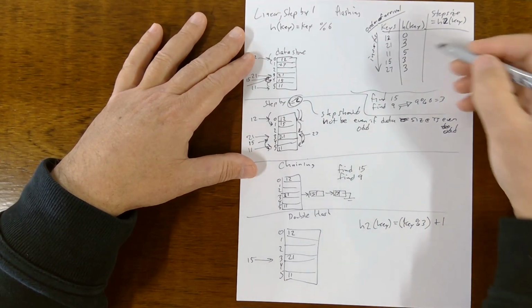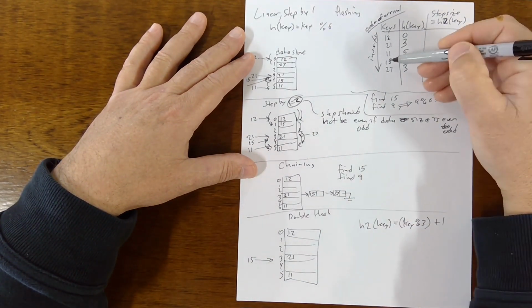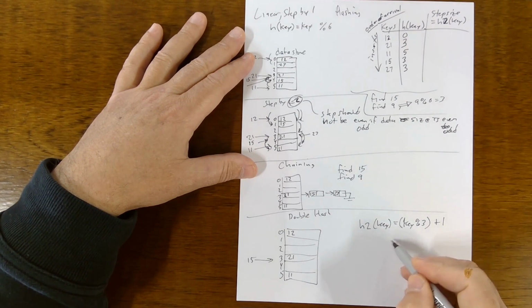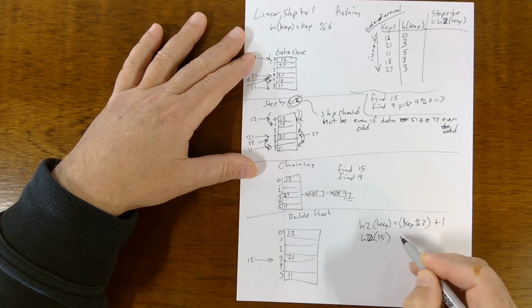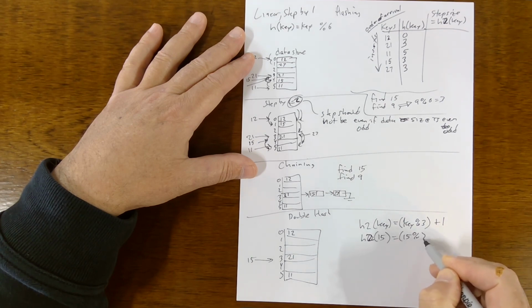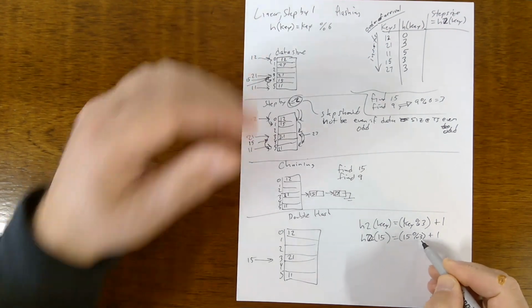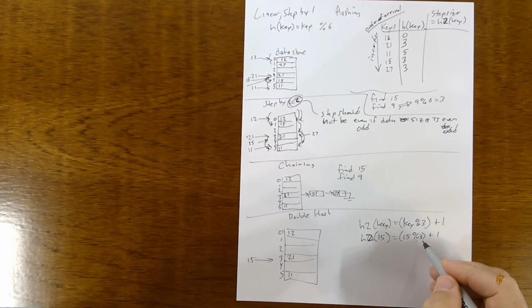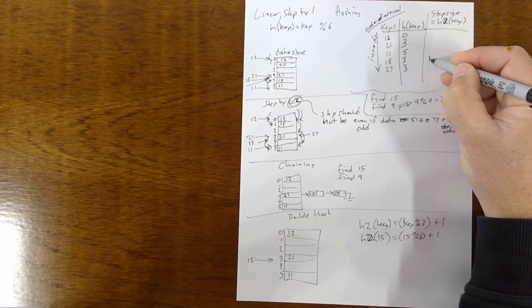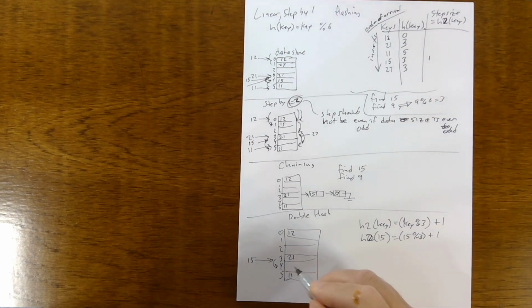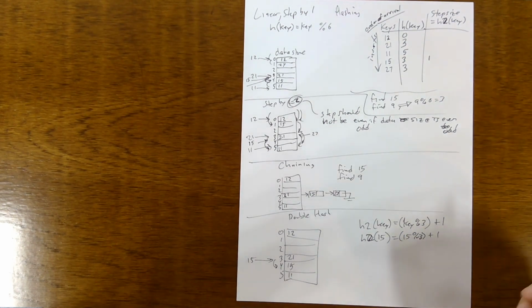So then we're trying to resolve 15. So for 15 we need to do this. H2 of 15 is going to be 15 modulo 3 plus 1. 3 goes into 15 5 times with a remainder of 0, plus 1 is 1. So the step size for 15 is 1. So we step by 1, and we find a location to put 15.